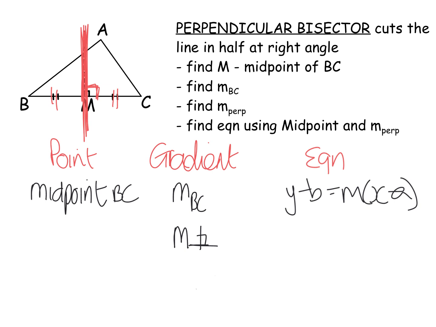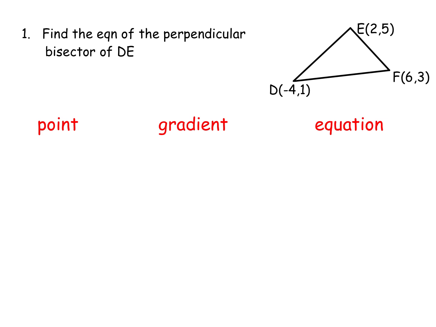So let's get straight into two examples. So example one, the triangle is already drawn for us. And we have to find the perpendicular bisector of DE. So have a look at the line DE. We're going to draw a line that's coming through the middle of it, meeting in the middle at right angles. And this is going to be the point M.